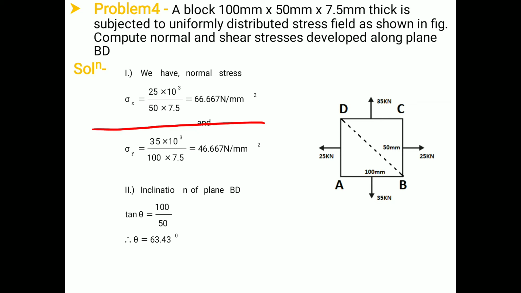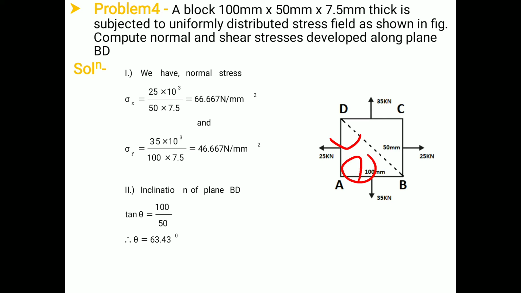Similarly, we find the value of sigma y as 35 into 10 raised to 3 divided by the cross sectional area 100 into 7.5. Therefore, we have sigma y as 46.667 Newton per mm square. In this manner, we have found the values of sigma x and sigma y. After that, assume the angle theta with respect to the y direction. That is, it is the angle made by plane BD with respect to the y direction. Therefore, this angle is theta.